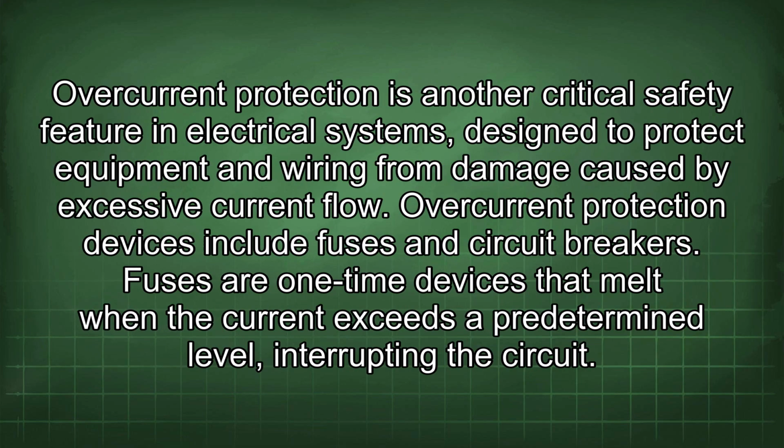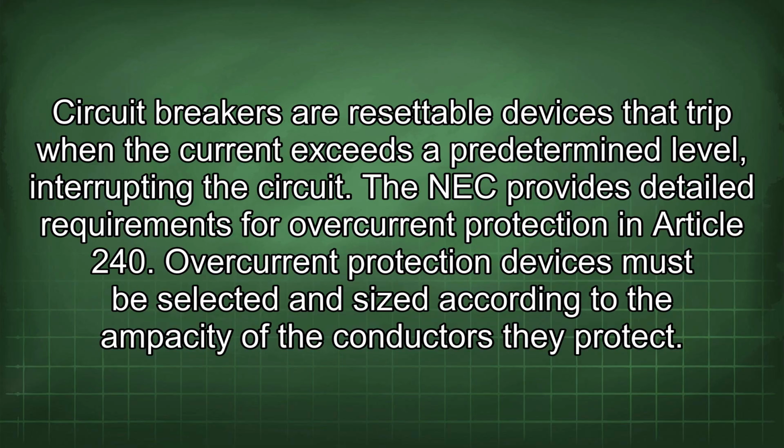Overcurrent protection is another critical safety feature in electrical systems, designed to protect equipment and wiring from damage caused by excessive current flow. Overcurrent protection devices include fuses and circuit breakers. Fuses are one-time devices that melt when the current exceeds a predetermined level, interrupting the circuit. Circuit breakers are resettable devices that trip when the current exceeds a predetermined level, interrupting the circuit.